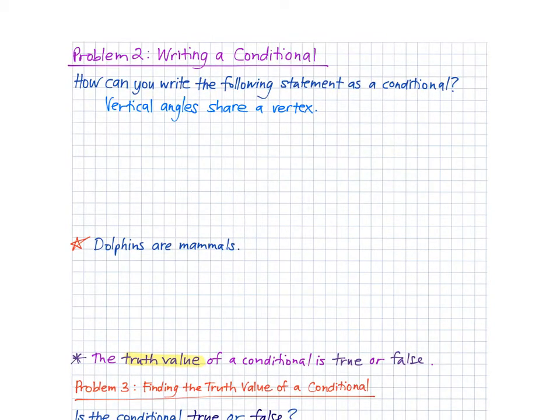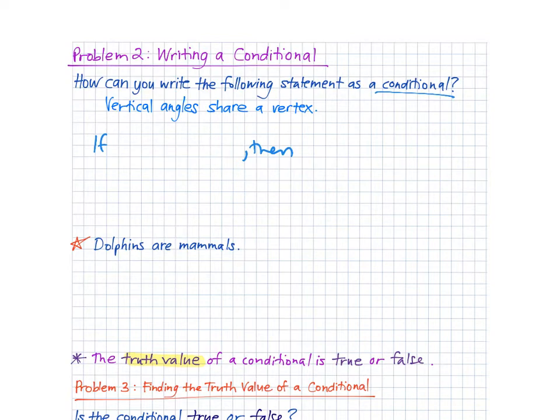Okay, so now we're moving on to writing a conditional. So how can you write the following statement as a conditional? Vertical angles share a vertex. So if we want to write this as a conditional, let's think about how to, and make sure you're saying it correctly, make sure your sentence makes sense, right? Since we're looking for a conditional statement, we want an if-then statement. So if, then. Okay, vertical angles share a vertex.